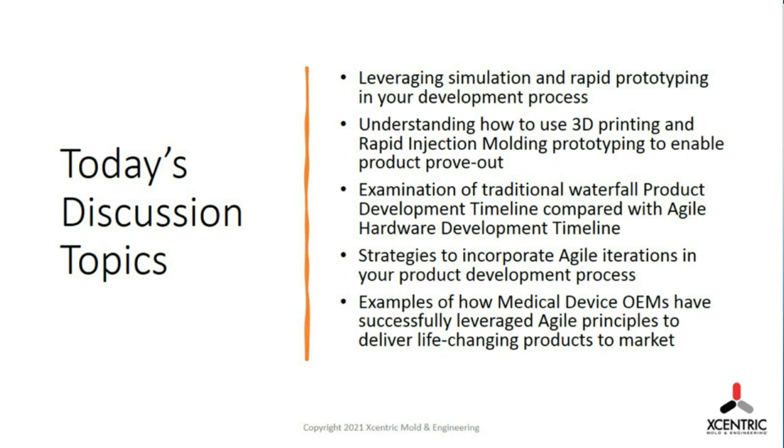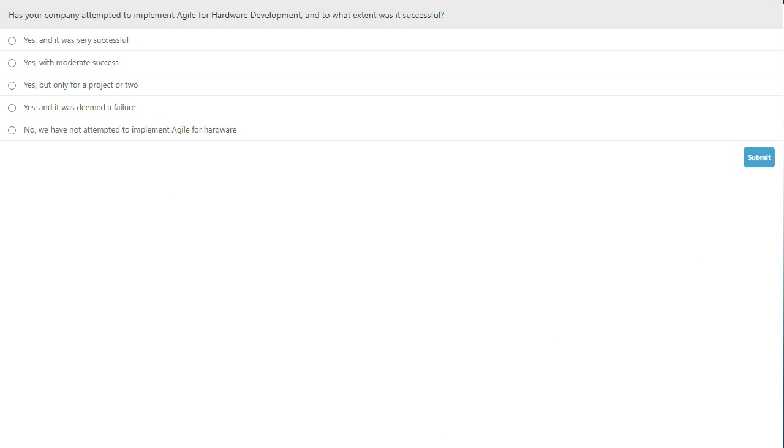But before we do that, I'm a very interactive speaker. You guys will all learn, and gals. I want to start with a quick polling question, which you should see on your screen here in a moment. Has your company attempted to implement Agile for hardware development? And if so, to what extent was it successful? So we have 5 options here. Yes, it was very successful. Yes, it was moderately successful. Yes, but only for a project or 2. Yes, and it didn't work out for us. Or no, we've never attempted it before. I'll give you a good 30, 45 seconds here to think about this and select an answer. When you're comfortable, just click one of the options on your screen.